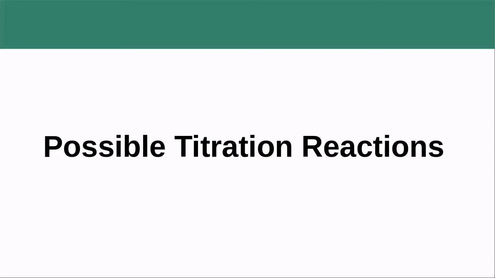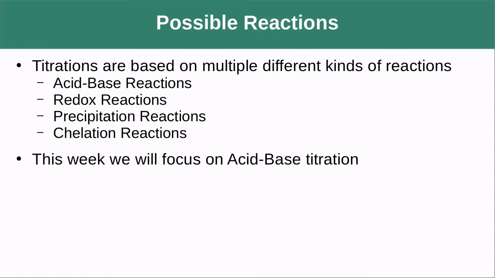Let's talk about possible titration reactions. There are titrations that are based on multiple different kinds of reactions. A couple of examples are acid-base reactions, redox reactions, precipitation reactions, or chelation reactions. This week we're going to focus on acid-base titration.